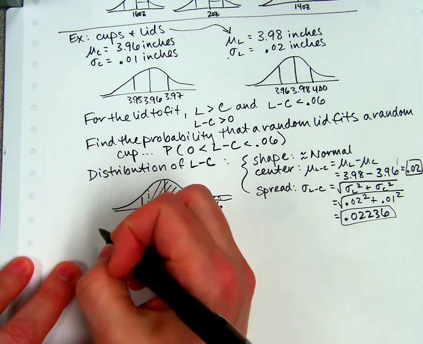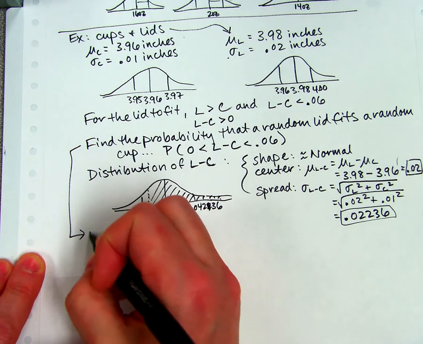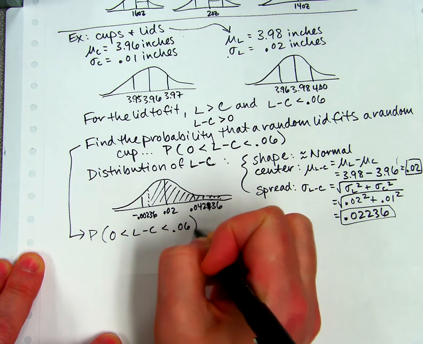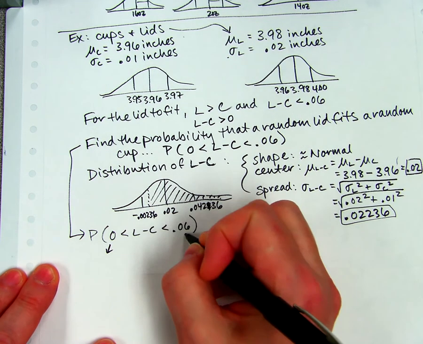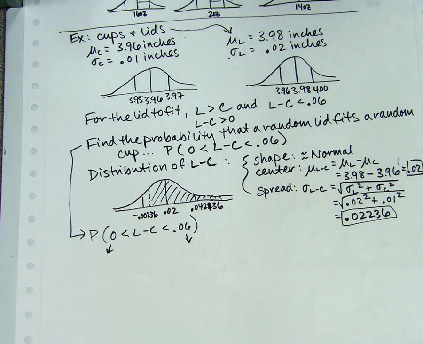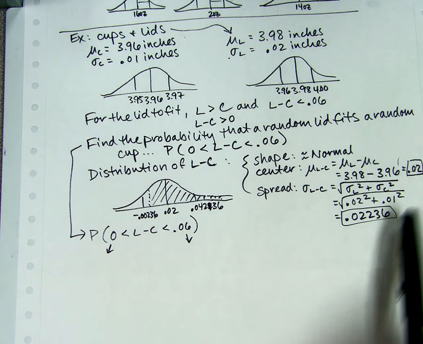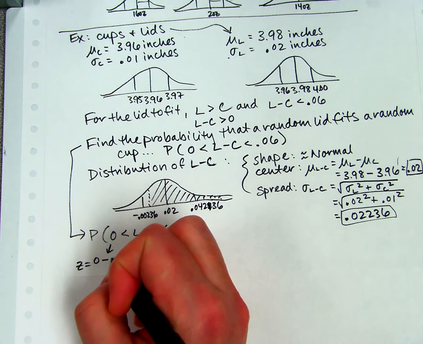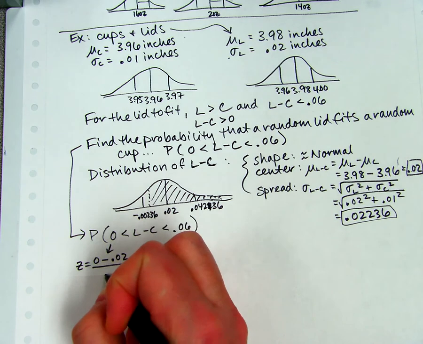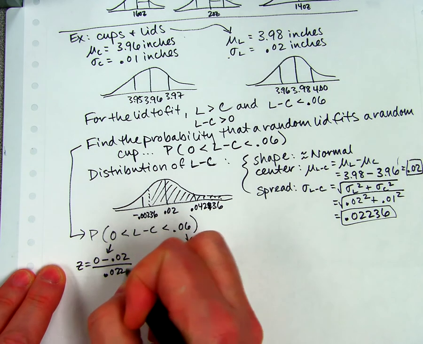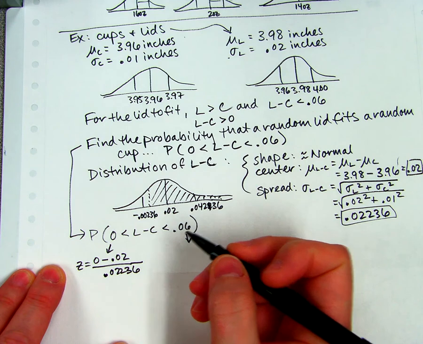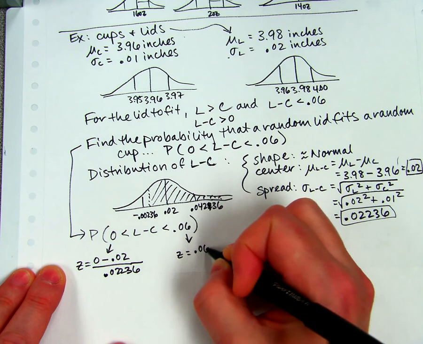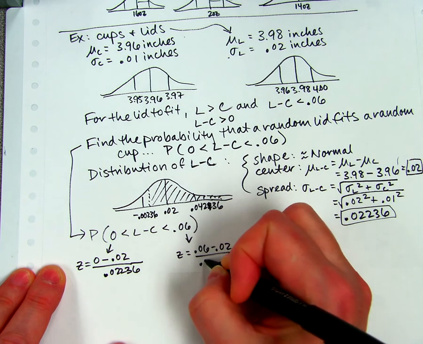All right, so back to my problem. I'm trying to find the probability that 0 is less than L minus C is less than 0.06. And I'm going to find z-scores for both of these things and do a normal CDF. This should sound familiar to you. You've done it before. The new part was calculating these. So Z for 0 is 0 minus my mean of 0.02 divided by my standard deviation of 0.02236. I'm going to keep a lot of decimals because I feel like that'll make it more accurate with these itty bitty numbers. This Z is 0.06 minus 0.02 over that standard deviation.